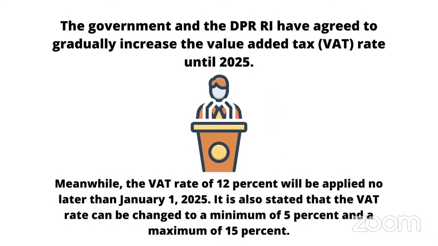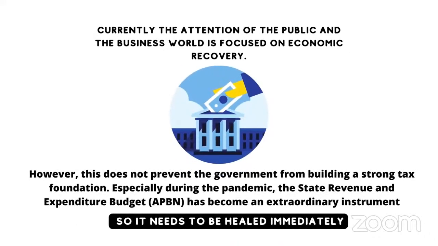The government and the DPR RI have agreed to gradually increase the value-added tax rate until 2025. Meanwhile, the VAT rate of 12% will be applied no later than January 1st, 2025. As I said, it is also stated that the VAT rate can be changed to a minimum of 5% and a maximum of 15%. Understand that currently the attention of the public and the business world is focused on the economic recovery. However, this doesn't prevent the government from building a strong tax foundation, especially during the pandemic. The State Revenue and Expenditure Budget, or APBN, has become an extraordinary instrument, so it needs to be held immediately.